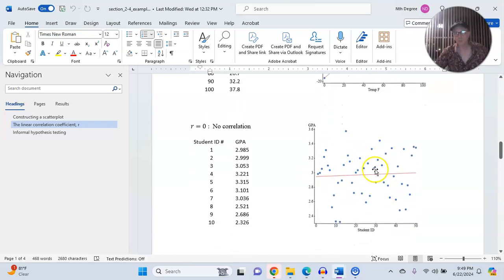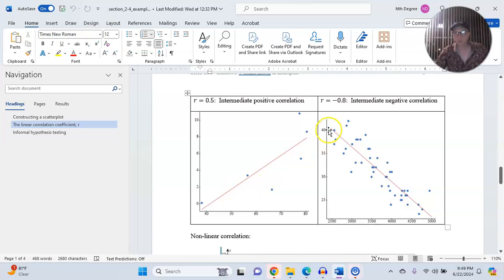This is what I mean by the cloud or shotgun pattern. And another way of thinking about this is that there are basically points in every quadrant of this graph: upper right, upper left, and lower right. So while x is growing, y is just literally still all over the place.